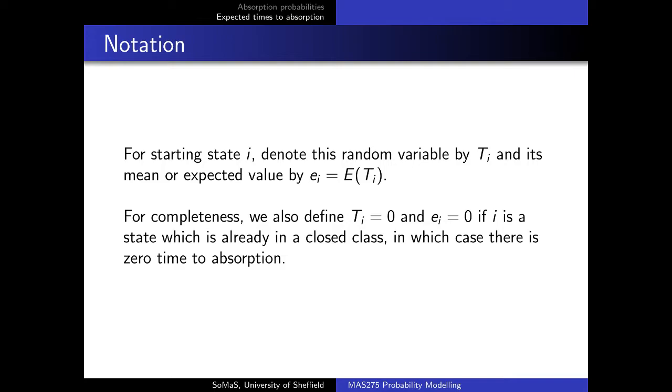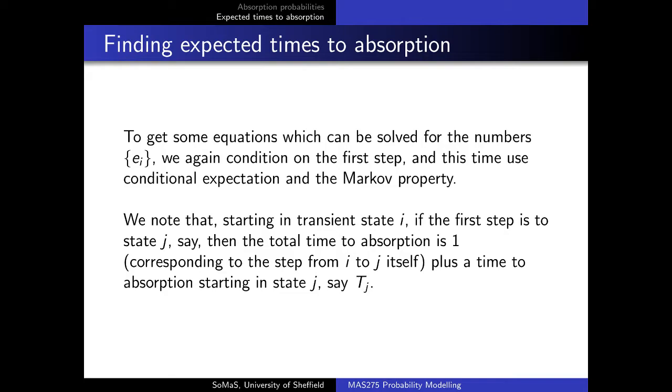And like we've seen before, if I start in a closed class, then the expected value of T_i is 0, and T_i itself is also 0, of course. And the question is, how do I compute these E_i's? It's going to be very similar, actually. We want, again, linear equations solved by the E_i's. And again, we're going to take one step, condition on this first step, and then use the Markov property with the expectation this time. Basically, if I start at i and I go to state j, then this took me 1 unit of time, 1 step, and then it's going to take, on average, E_j to reach absorption.